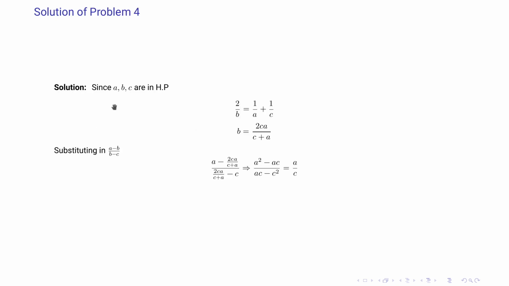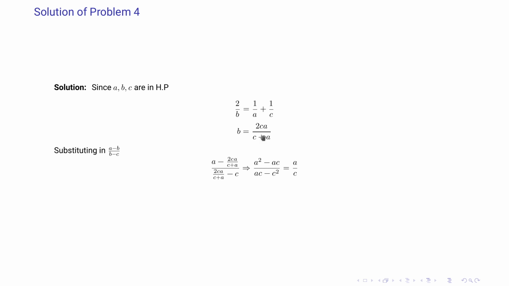Problem number 4 says that if A, B, C are in HP, prove that (A minus B) by (B minus C) is equal to A by C. So we are given that A, B, C are in HP, so the corresponding AP will have 1 by A, 1 by B, 1 by C. Therefore, we can write twice the middle term is equal to first term plus third term. So 2 by B is equal to 1 by A plus 1 by C. So B comes out as 2AC by (C plus A).